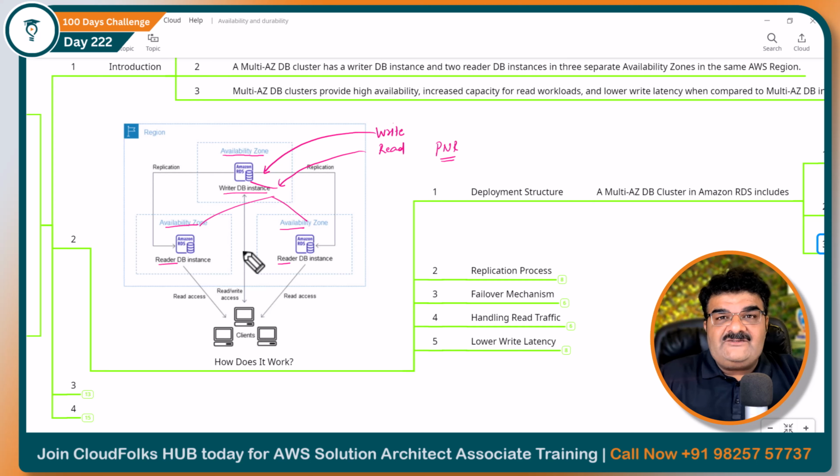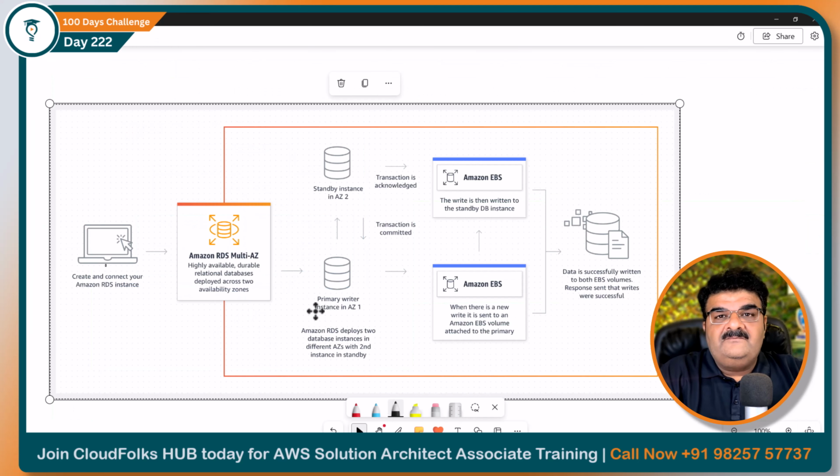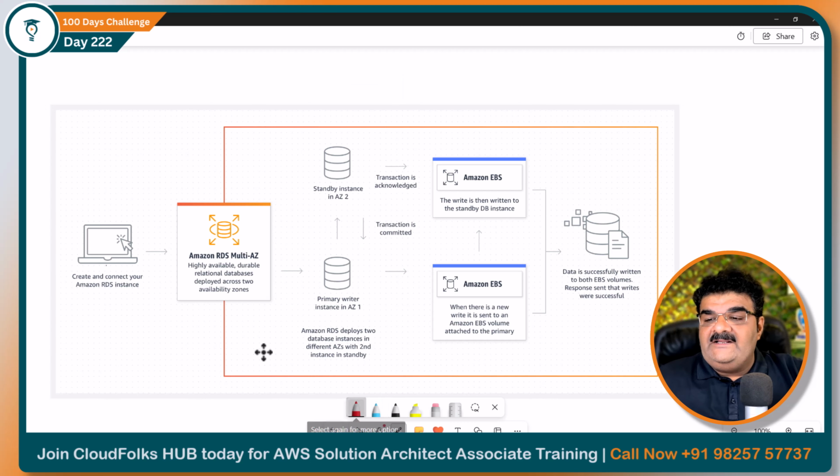Now here we have one question: we understood this, but what are the performance benefits that we are getting? So let's say you have multi-AZ DB. I'm talking about multi-AZ DB. Let's open this picture. See here I have multi-AZ. Now let's suppose there are 100 requests coming. Out of 100, 20 requests are actually write requests, and 80 requests are actually read requests, right? Now what happened over here?